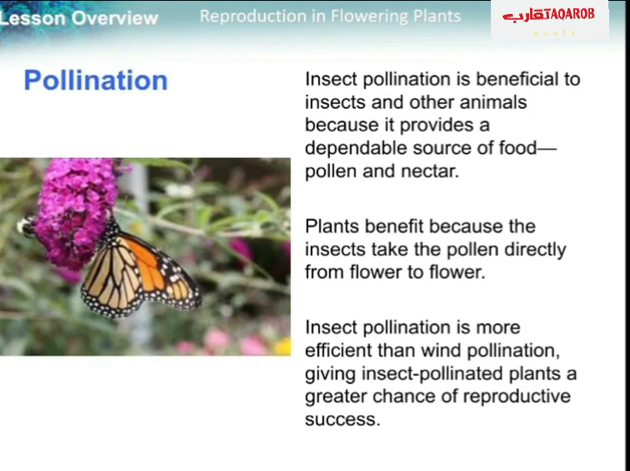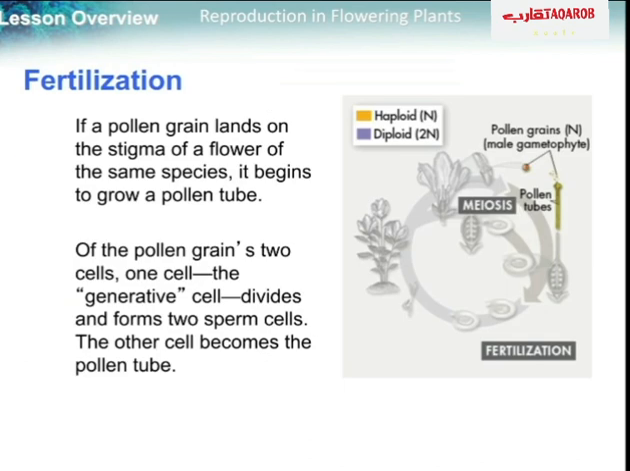Insect pollination is beneficial to insects and other animals because it provides a dependable source of food, pollen, and nectar. Plants benefit because the insects carry the pollen directly from flower to flower, and that makes the pollination happen.